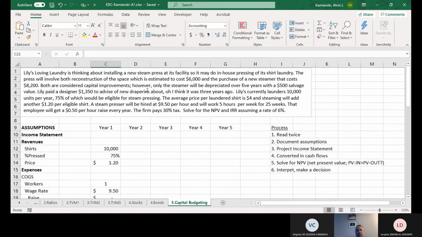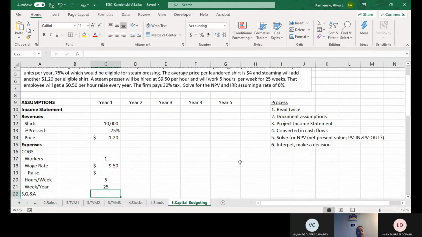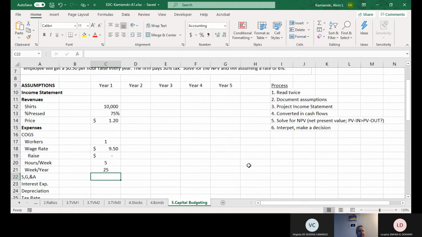Then we have to look and see, are there any other expenses related to this that are not production specific? Like, do they have to buy new insurance because of the steamer? Or are they going to advertise this thing? And when we look up above, we don't see anything specific. So there is no SG&A to worry about. And there is no interest expense because we're not going to borrow to buy these capital items. We'll use cash. But because we are buying capital items, they will depreciate.